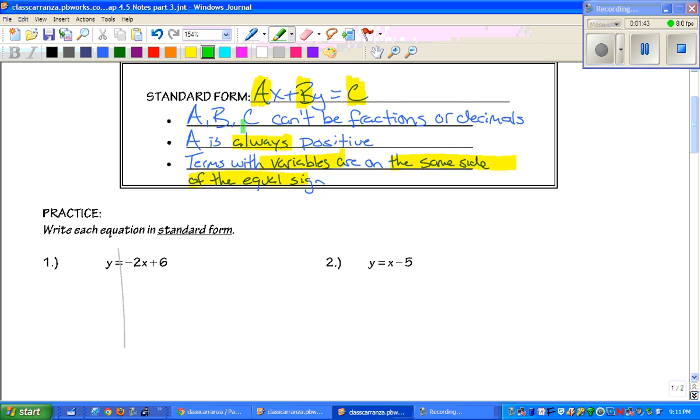Now, is a positive? A is always the one that's connected to the x, and it's not. So we have to make a positive. But the last one is we want the variables on the same side. Okay? So since we need to get a positive, what we're going to do is move it to the other side by adding the 2x. So we're left with a positive 2x plus y equals 6. All right, well, that's standard form right there. That's all you have to do.